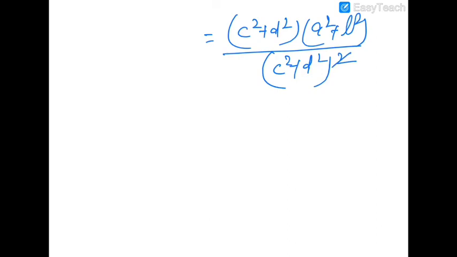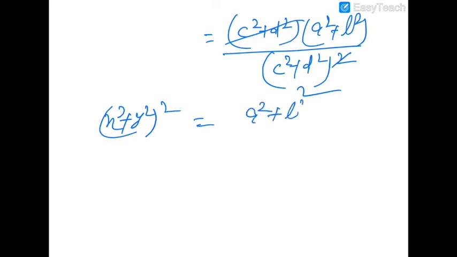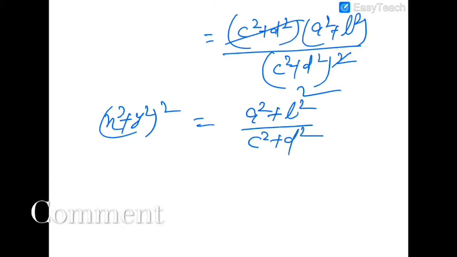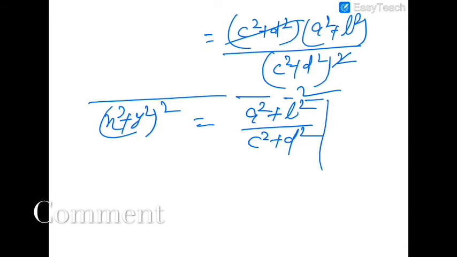Now this one is cancelled. Meaning you have it twice, and then one will be cancelled. Then what is left is (x² + y²)² is equal to (A² + B²) upon (C² + D²). Only this much, which is your answer.